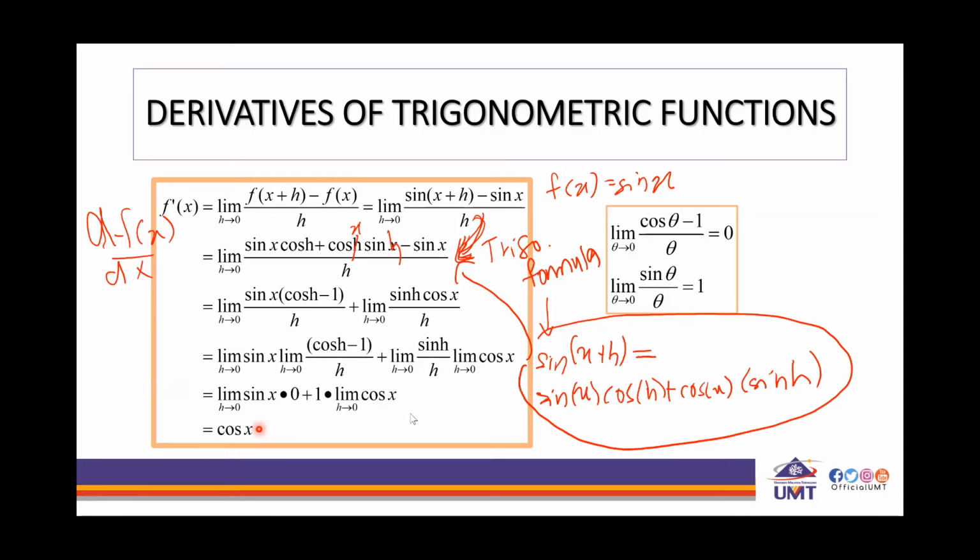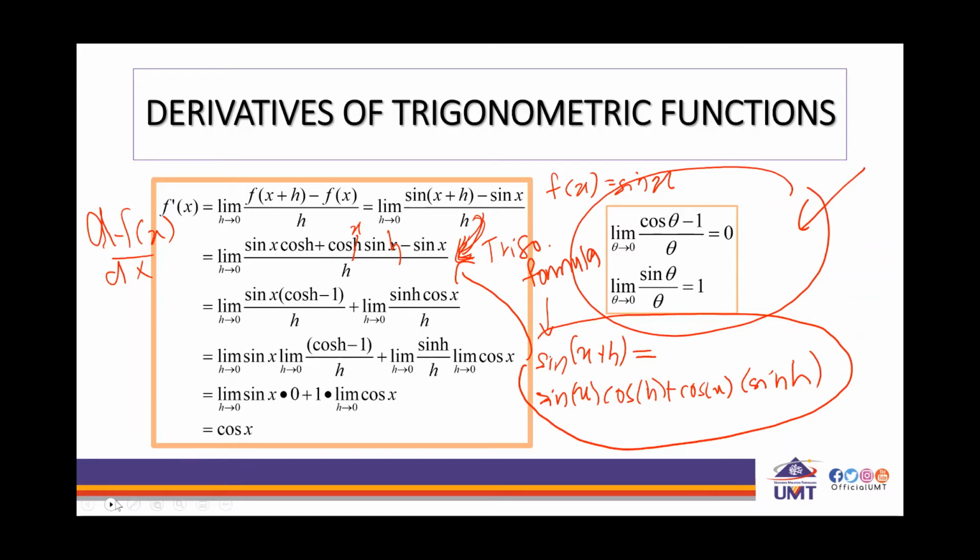Okay? So now we have a look at limit theta approaching 0 cos theta minus 1 over theta is equals to 0. Limit theta approaching 0 sin theta over theta equals to 1. Macam mana, how do you end up to get this? Okay, this will be in your asynchronous class. Okay, tomorrow, right?